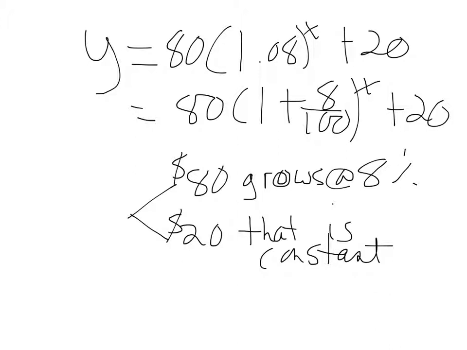Okay, so of our y value, I've got this $80 that's growing and the $20 that's not growing, that is constant. So it's a more complex relationship because of that horizontal asymptote. So folks, that is how you get that equation.